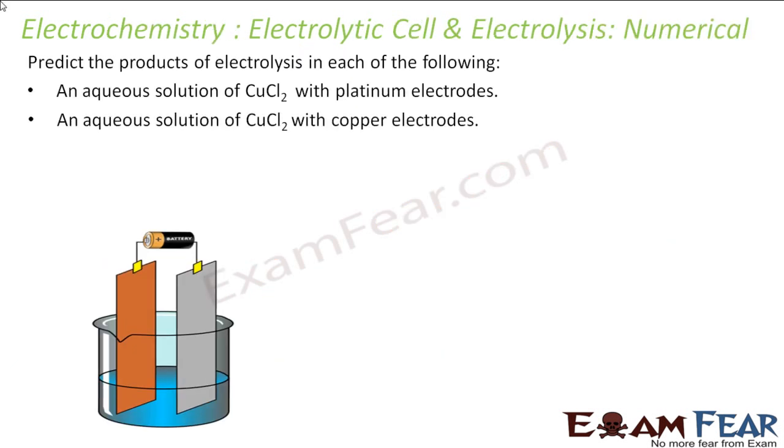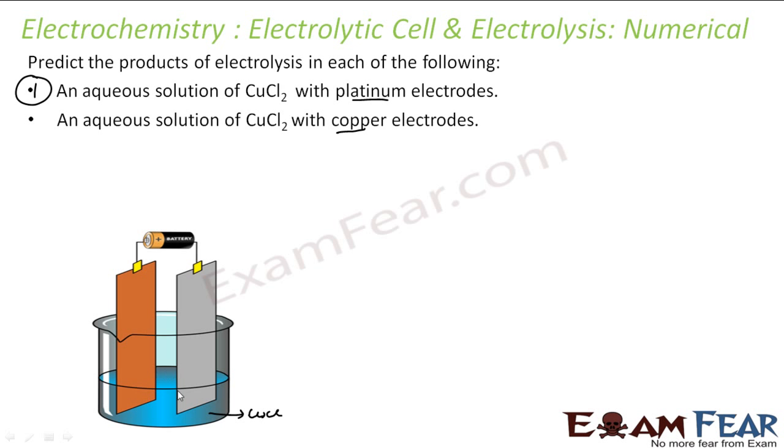We have to predict the product of the electrolysis in each of the following cases. The first is aqueous CuCl2 with platinum electrodes. In both cases I have CuCl2 here. In the first case I have platinum electrodes, in the second case I have copper electrodes. Let's see case one, with platinum electrodes.